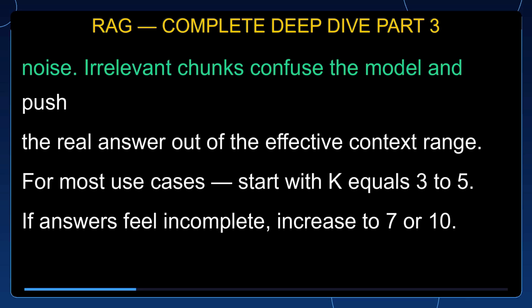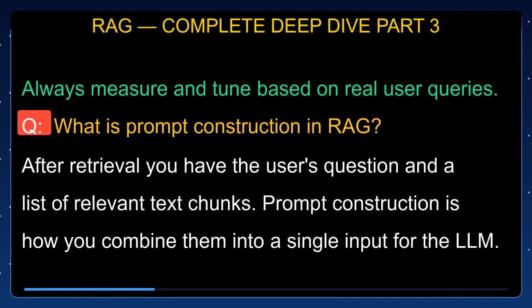For most use cases, start with k equals 3 to 5. If answers feel incomplete, increase to 7 or 10. If answers feel noisy or off topic, decrease to 2 or 3. Always measure and tune based on real user queries.